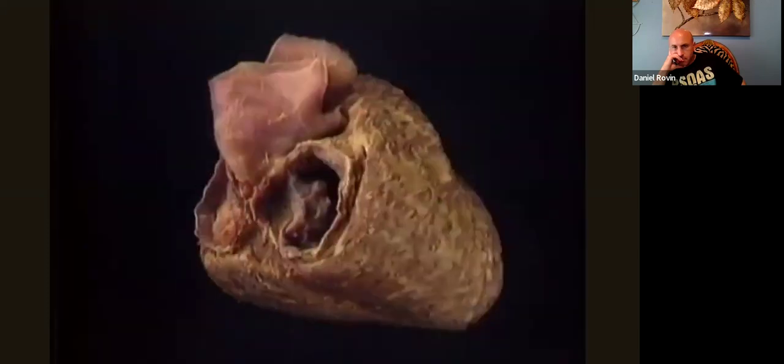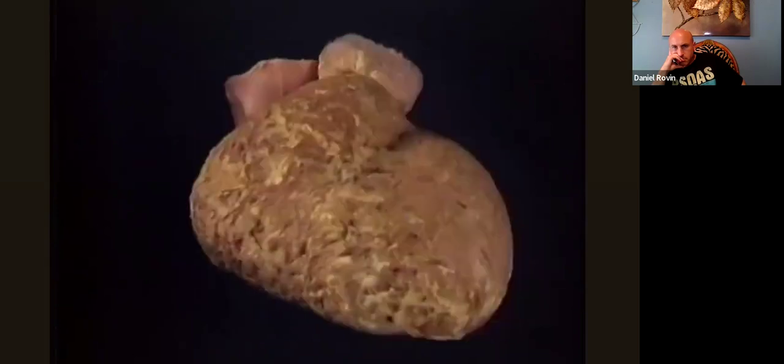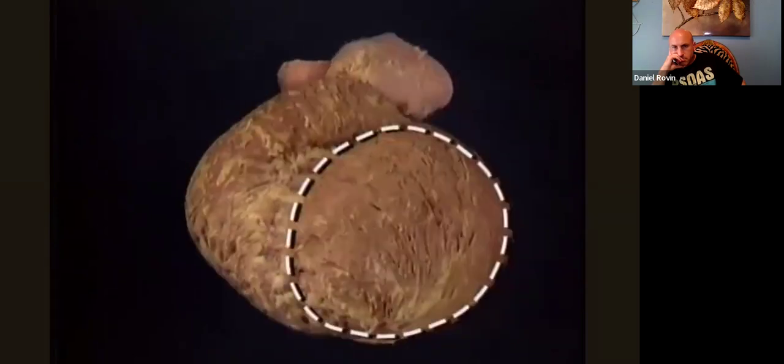Now we'll move on to look at the two ventricles and their inlet valves. To see them clearly, we'll look at a heart in which the right and left atrium have been removed, leaving just the two ventricles. Here's the right ventricle, seen from the right side. Here's the left ventricle, seen from the front.